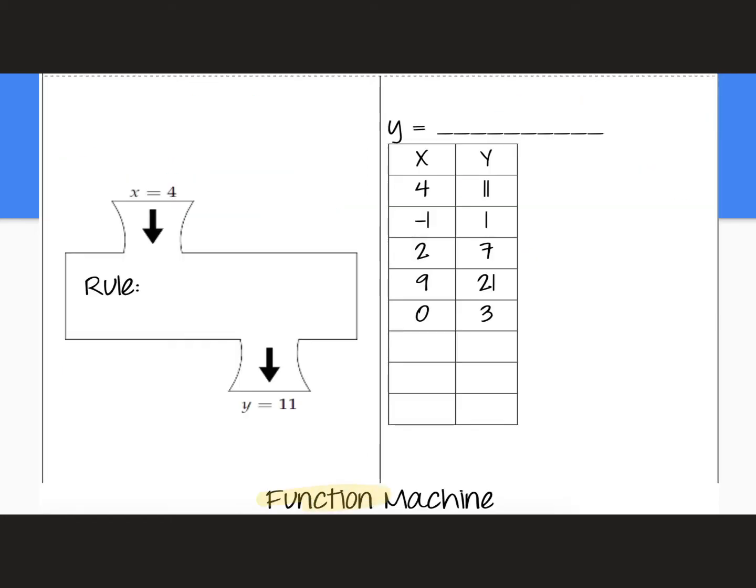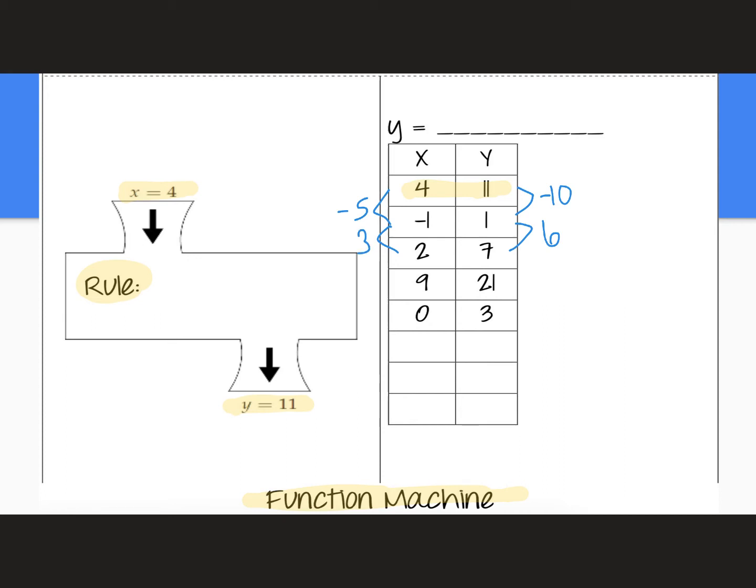We have a function machine. We have our input of -4 giving us an output of 11, and we're going to try to determine the rule. I'm going to look at how much it changes each time. To go from 10 to 1, it subtracts 10. To go from 4 to -1, it subtracts 5. To go from 1 to 7, it adds 6. From -1 to 2, it adds 3.